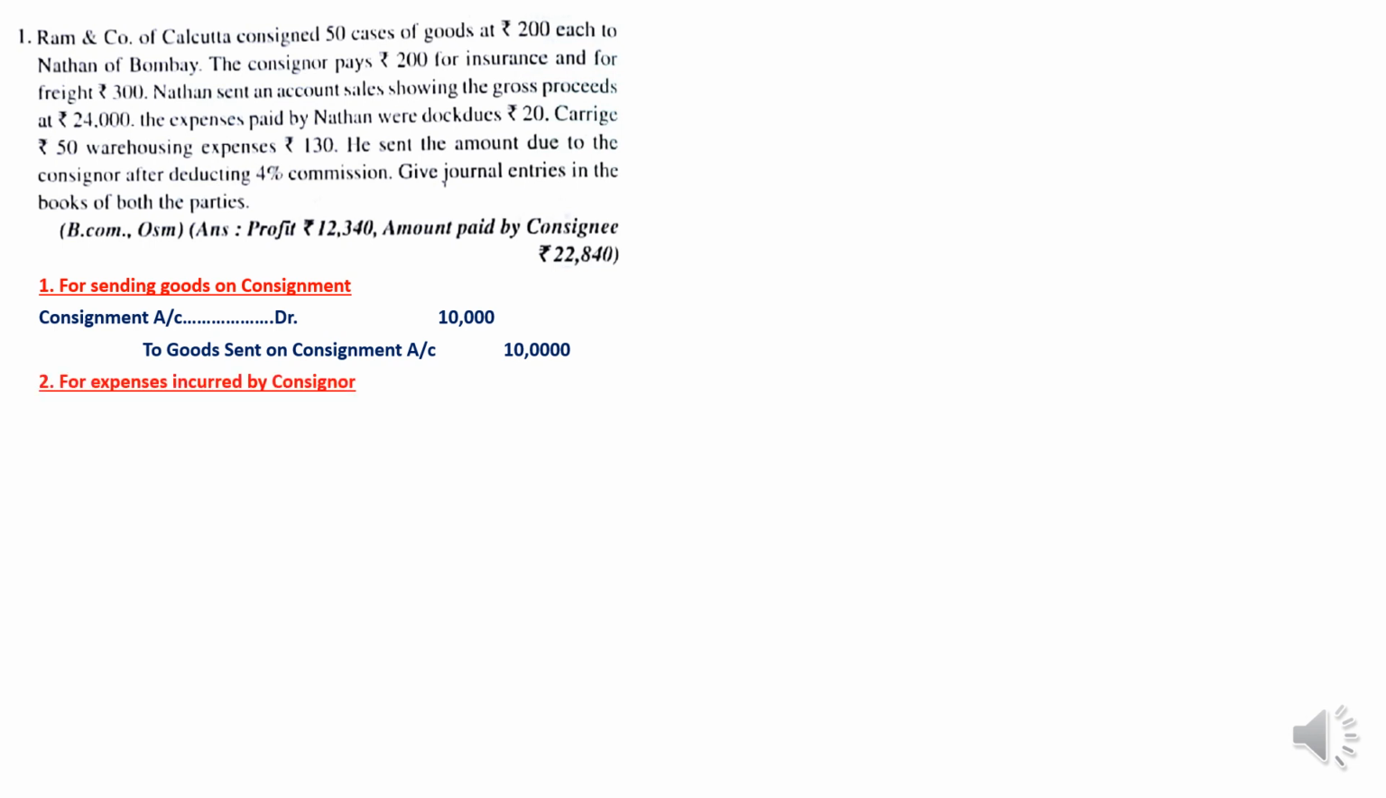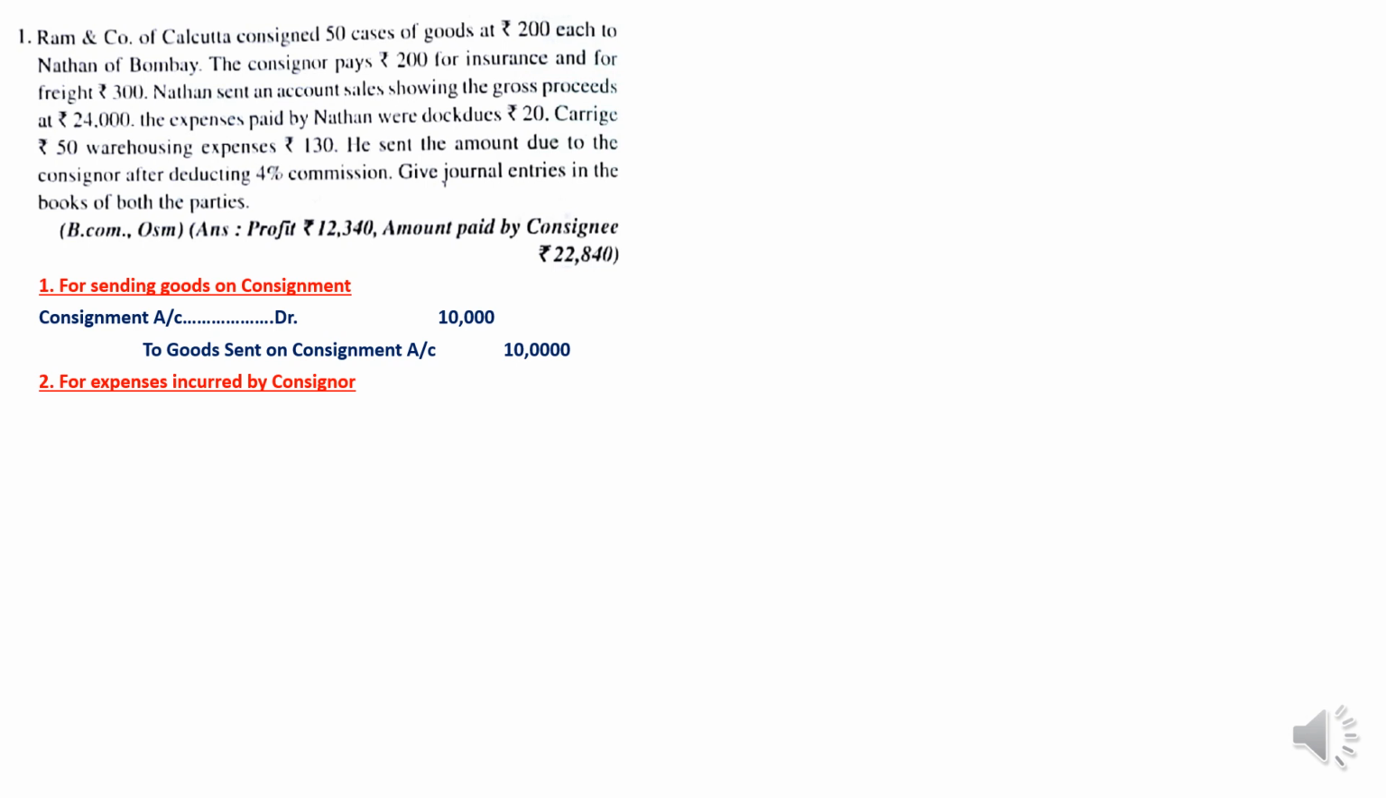First, sending goods on consignment. What is the entry in the books of consignor? Consignment account debit to goods sent on consignment. Whenever material is sent by the consignor to consignee, consignment account debit to goods sent on consignment will be the entry. Narration I am not writing because you can easily write the narration in the exam, and it is mandatory to write the narration in the exam.